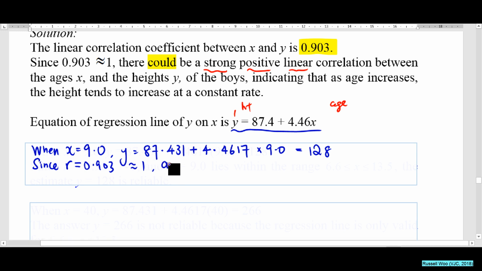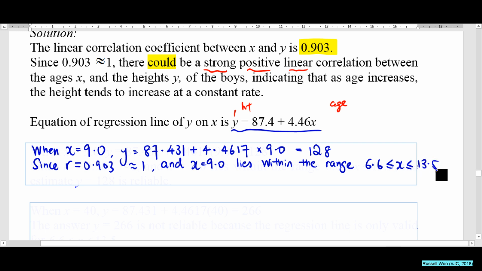And you are doing interpolation. X equals 9.0 lies within the range 6.6 to 13.5. You collected data from 6.6 years old to 13.5. The estimate Y equals 128 is reliable.